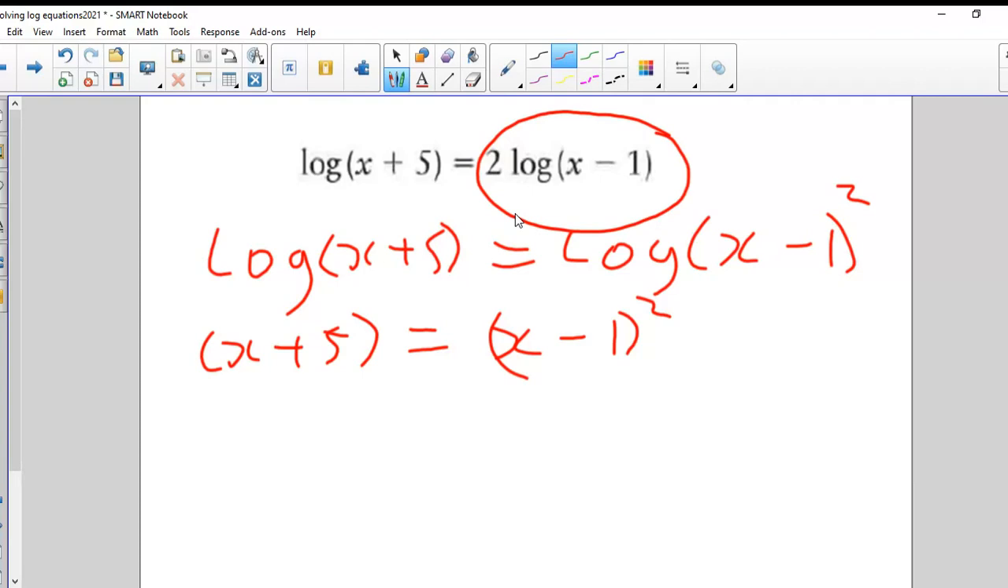Any ideas? Any thoughts? I'm asking you to solve for x. x plus 5 on one side. What if I took away the bracket on the left? Maybe that might be a little easier for you. Just x plus 5. Oh man, that's so ugly. Sorry. So now we're just saying x plus 5 is equal to x minus 1, all squared.